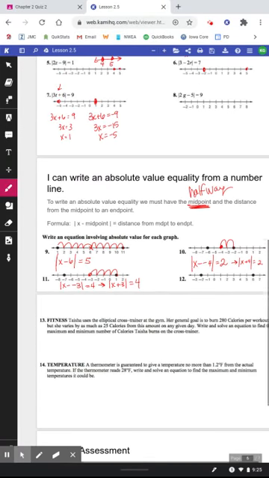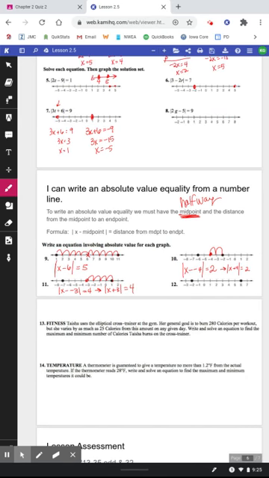On the word problems, we're going to be writing the absolute value equations also. So we need to read through them and try to find the midpoint and find the distance. Tasha uses the elliptical cross trainer at the gym. Her general goal is to burn 280 calories per workout, but she varies by as much as 25 calories from this amount on any given day. Write and solve an absolute value equation to find the minimum and maximum number of calories Tasha burns on the cross trainer. So obviously on this one, we start with x minus, in absolute values, equals.